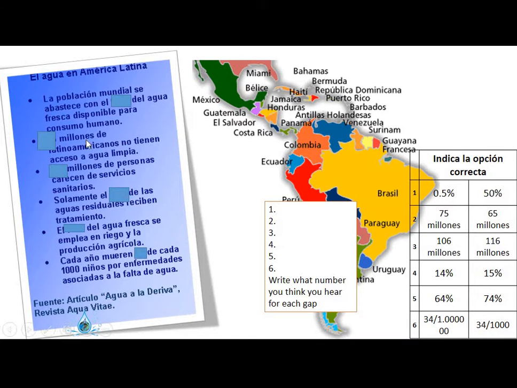75 millones de latinoamericanos no tienen acceso a agua limpia. Once again, for number 2, 75 millones de latinoamericanos no tienen acceso a agua limpia. What number have I just said there? Number 3.